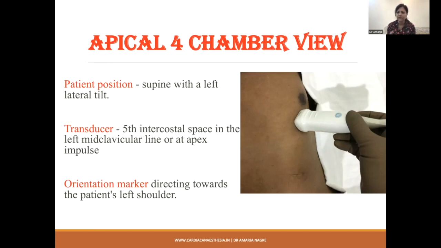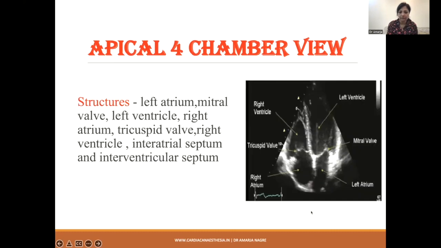Also, we have to be acquainted with doing it with the right hand or left hand, because you never know which side of the anesthesiologist your patients are on, or which side the surgeon is on, or even in the ICU, from which side it is feasible to do it. So we have to be acquainted with all these things. And now, to acquire the apical 4-chamber view, keep the probe at the apex impulse, or in the 5th intercostal space in the left mid-clavicular line. Okay, and the orientation marker is now towards the patient's left shoulder. Very easy to get this view.